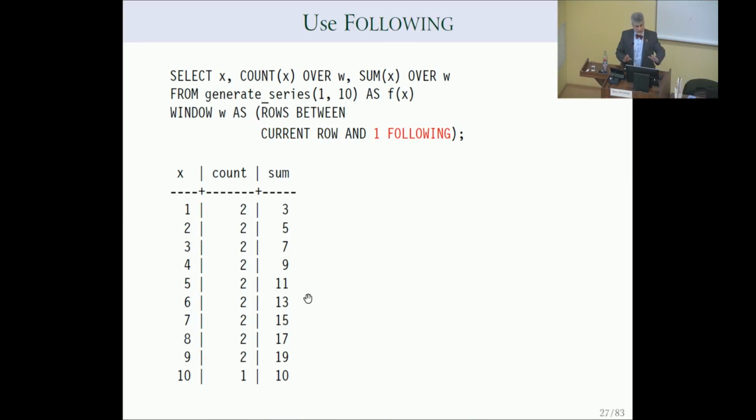Okay. I can do one following, so I can take the current row and add the next row. So this is 3 because it's 1 plus 2. 5 because it's 2 plus 3. 7 because it's 3 plus 4, and down to 10, there's nothing after it, so it finishes. Okay.